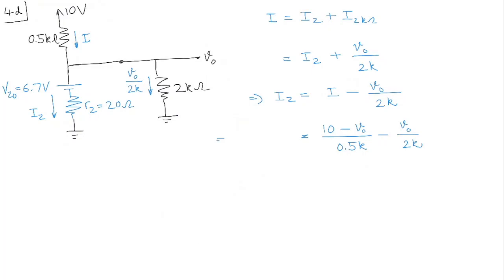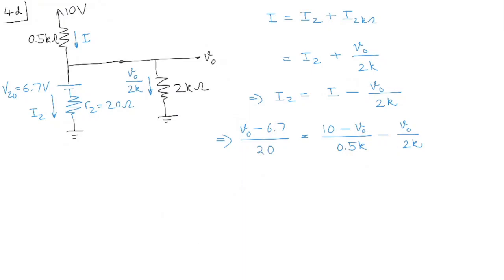Now similarly, can we write Iz in terms of V0? Yes, we can, isn't it? Because what is Iz equal to? Whatever V0 is minus this voltage. Another way of saying it: what's the voltage here? 0, right? What's the voltage at this point, just below this voltage source of 6.7 volts? The voltage here is V0, whatever the voltage is here, minus 6.7 volts. So therefore, what we get is V0 minus 6.7 divided by 20 would be Iz.